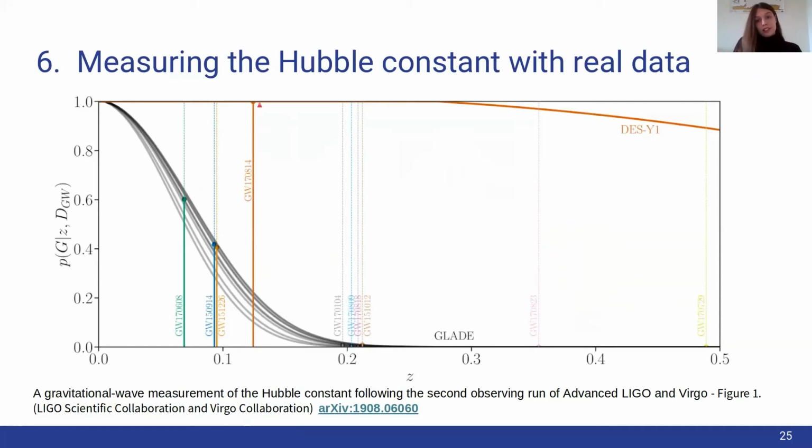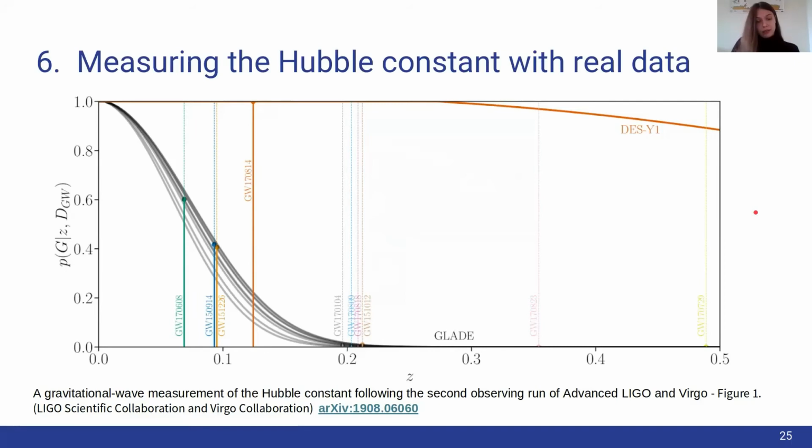GW170814 is the one that was associated with the DES catalog, and that has much higher completeness because it was complete out to, I think, an apparent magnitude threshold of about 23, which means that more or less there was about 100% probability that it was in the catalog, which is obviously great for this kind of analysis.